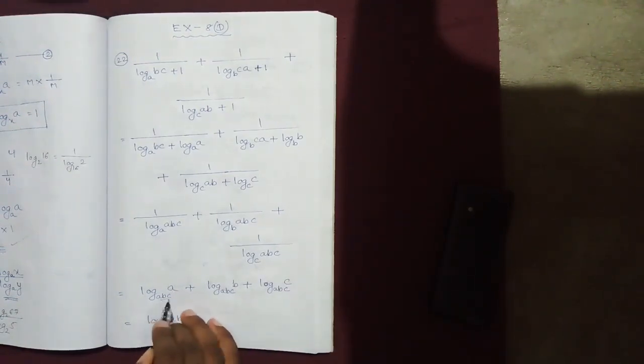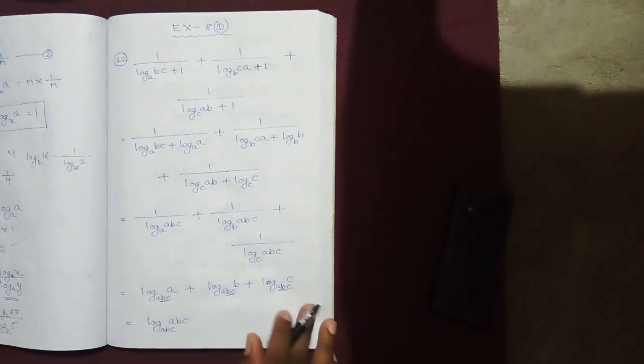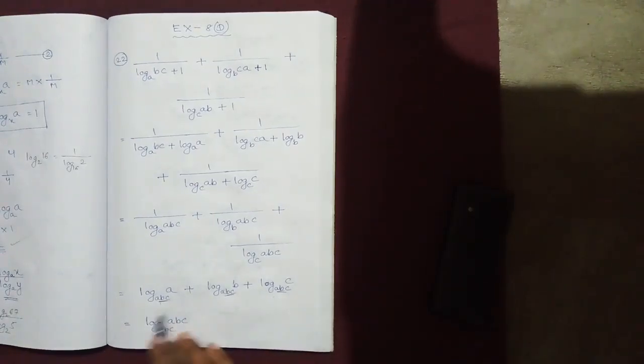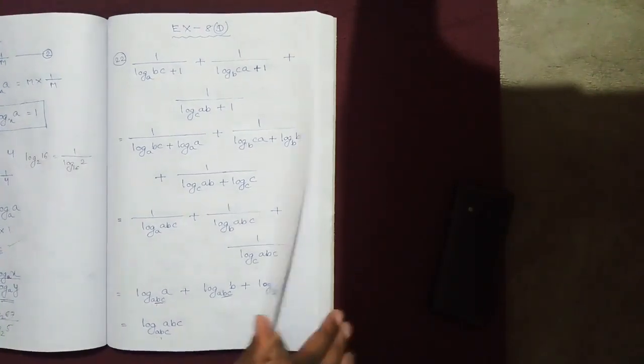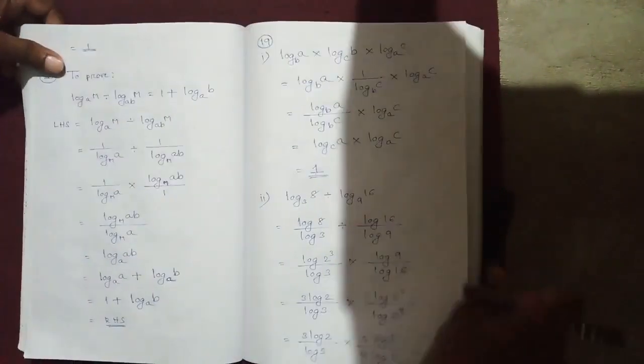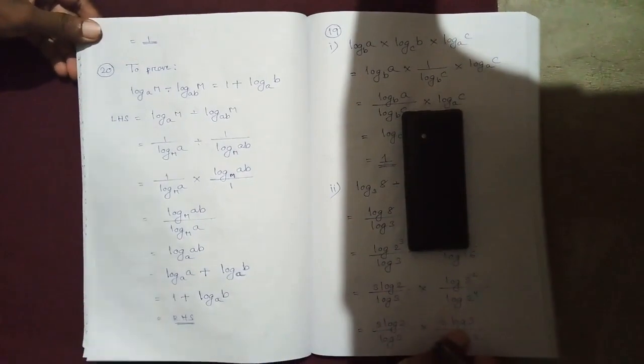Now you can see bases are same, so you can use product law here. Use product law, log ABC at the base ABC. What is log ABC at the base ABC? It means ABC to the power what gives ABC? 1. Answer will be 1. So the answer is 1.